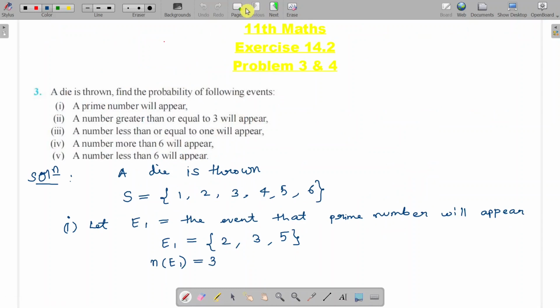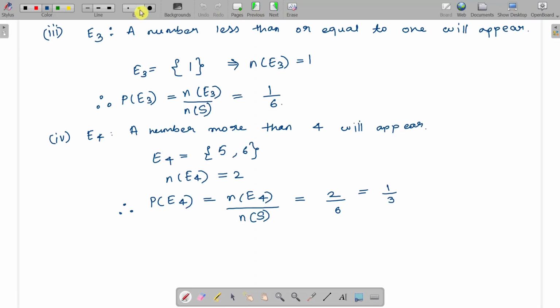Okay, oh, a number more than 6 will appear, it is. Okay, so this is not correct. A number more than 6 will appear means the event E4 will be empty set, right? Because there is no number more than 6. So number of elements in E4 is 0. So that means 0 by 6, which is 0. Okay. Now fifth event, let us see.